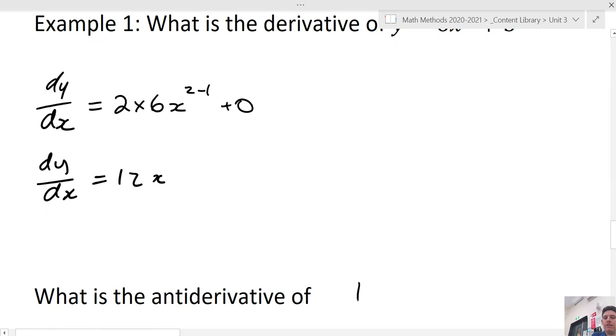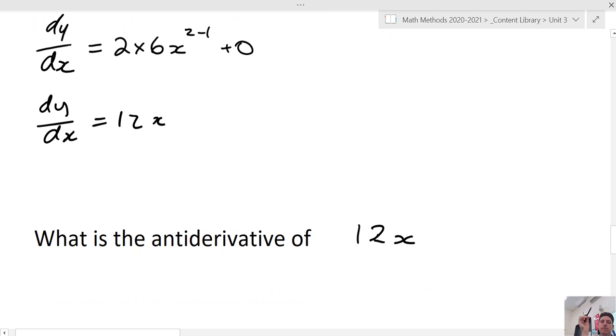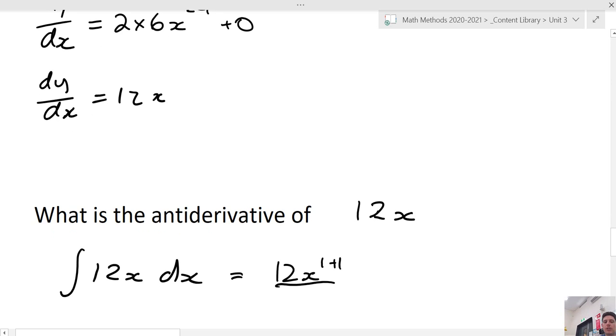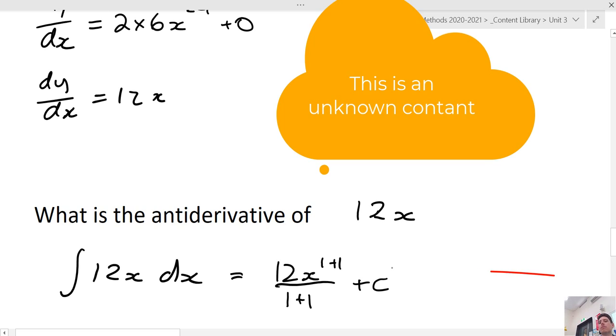What is the antiderivative of 12x? You do the opposite now. Instead of minusing 1, you add 1. So we're going to integrate. This is the notation. We're going to integrate 12x. So we're going to add 1 to the power. So 1 plus 1, divided by 1 plus 1. But we also need to do plus c.